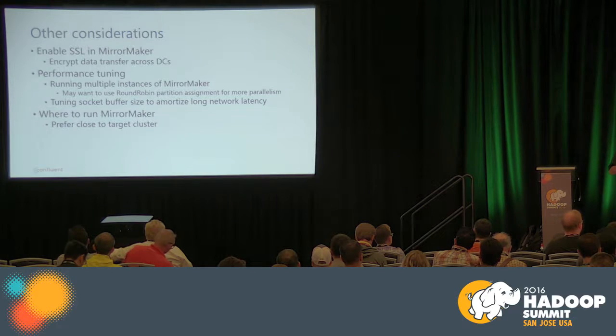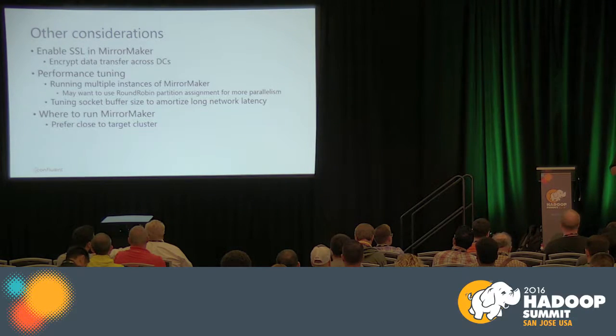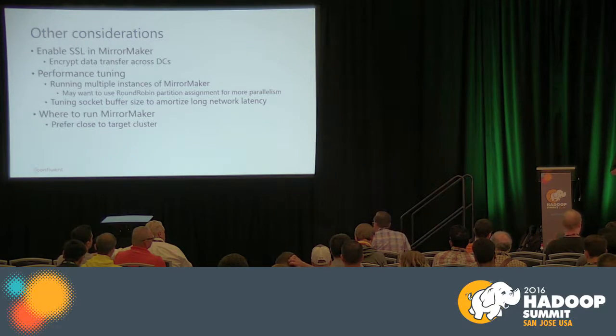The second thing is some performance tuning. Typically, it's common to run multiple instances of Mirror Maker, just as you would with a consumer, for better performance. And if the data centers are far away from each other, tuning some of the sockets can amortize some of the long network latency. Another thing is, where would you run the Mirror Maker? Typically, we prefer to run the Mirror Maker instance close to the target cluster, so that the impact of the network will only cause delays instead of data loss.